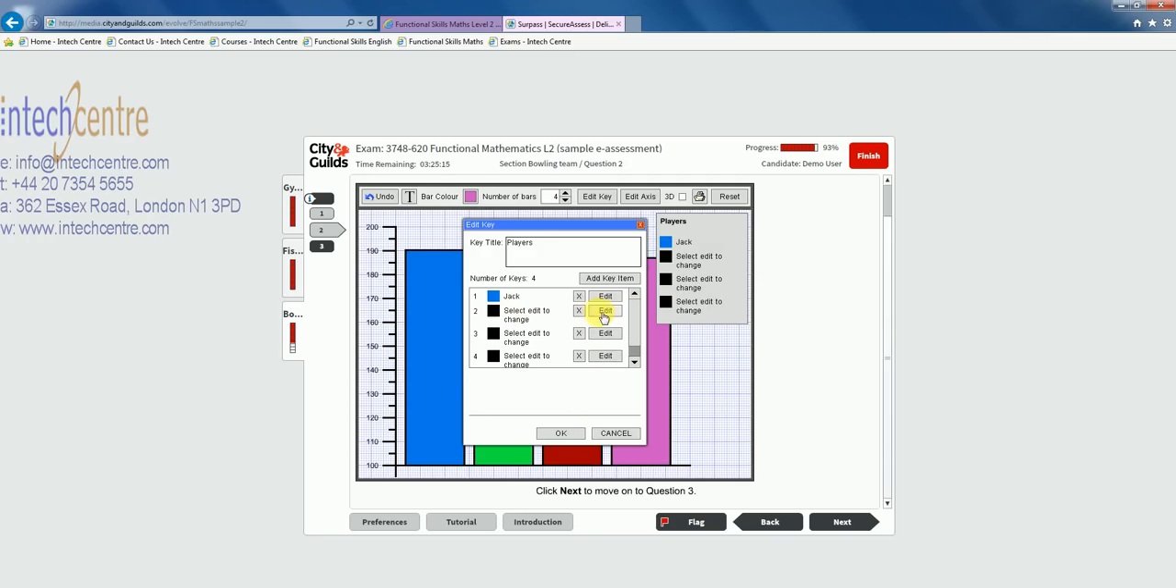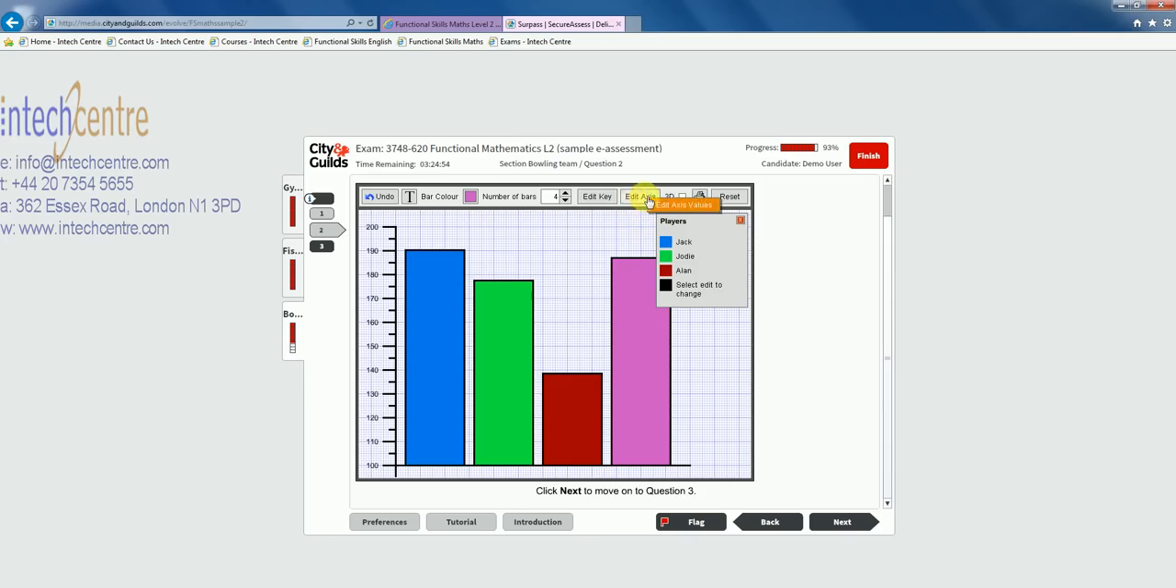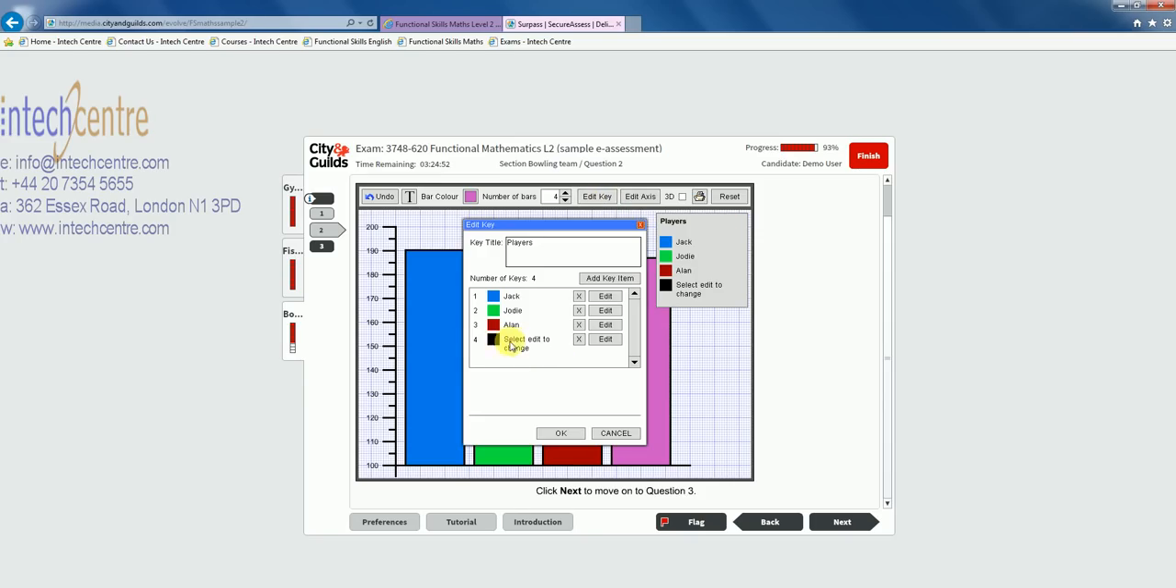Okay, and then edit, change the colour. So that's green. That's Jody. And then edit, colour, it's Alan, what's this one? Oh, so I'm just going to go back to edit key. My colours are still there. So go to edit. You can also delete the keys if you've made a mistake.